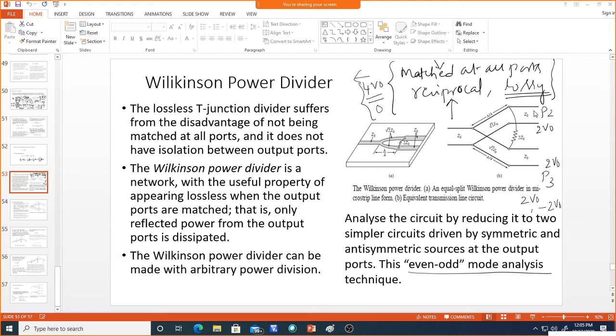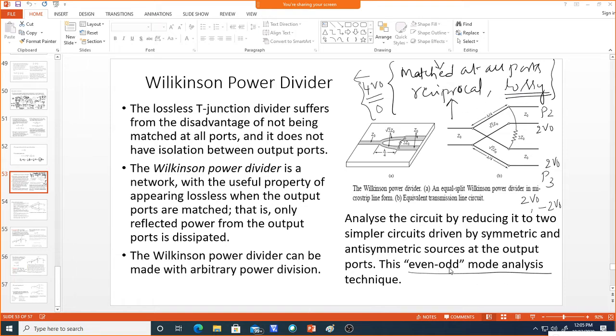That is, it will be matched at all the ports, and it will be reciprocal since the network is symmetric, and it is lossy, because there is a resistor here. If any slight mismatch is there between port 2 and port 3, whatever reflection is coming will be dissipated through this resistor. That's why this is lossy. As we know, in a 3-port network we cannot achieve all three conditions at a time: matched, reciprocal, and lossless. So here we are compromising one of the parameters, the lossless condition. We are taking the network as a lossy network.